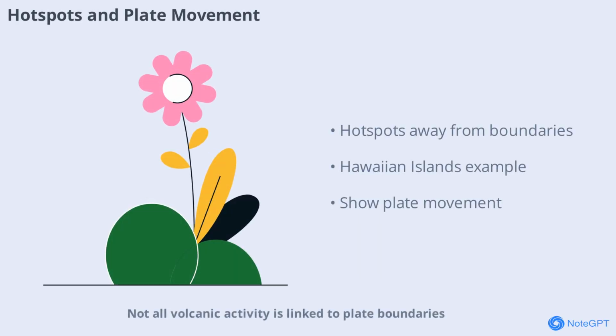Not all volcanic activity is linked to plate boundaries. Hotspots are areas where plumes of hot mantle material rise to the surface, creating volcanoes in the middle of plates. The Hawaiian Islands are a famous example, formed as the Pacific Plate moved over a stationary hotspot. Hotspots provide further evidence of plate movement and the dynamic nature of Earth's interior.